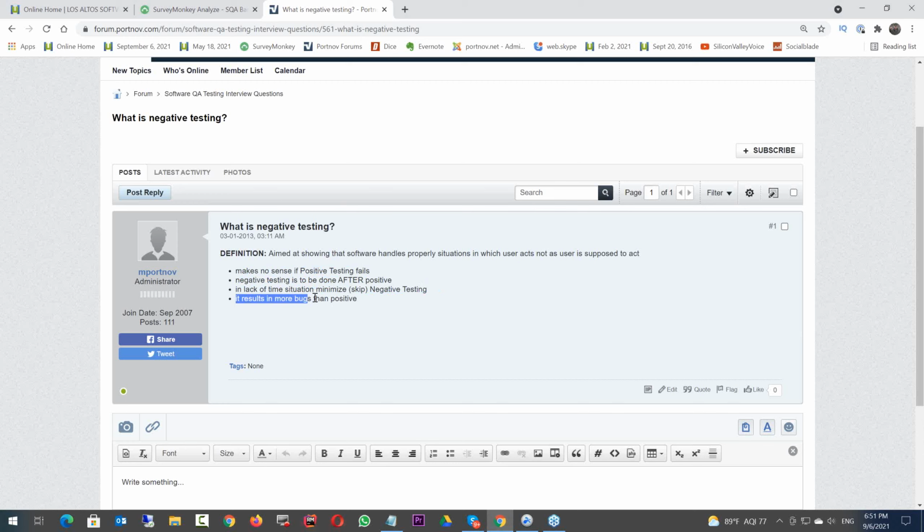And negative testing results in more bugs than positive. Why? Because everybody does positive and everybody neglects negative. It's like, I don't know if you ever picked mushrooms in the forest. If you get to a place where nobody picked mushrooms and you're the first one, you've got lots of mushrooms. So that is negative testing. More bugs.